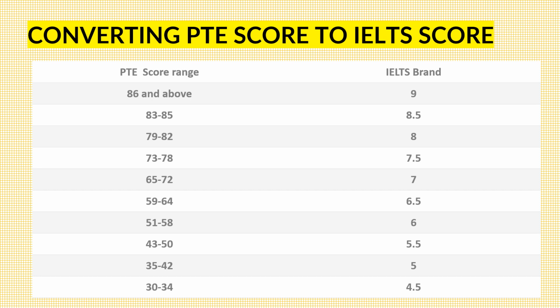How we convert the PTE score to IELTS is: if you score 86 and above, it's a 9 band. If you score 83 to 85, it's 8.5. 79 to 82 is 8 band. 73 to 78 is 7.5 band, and the list goes on.